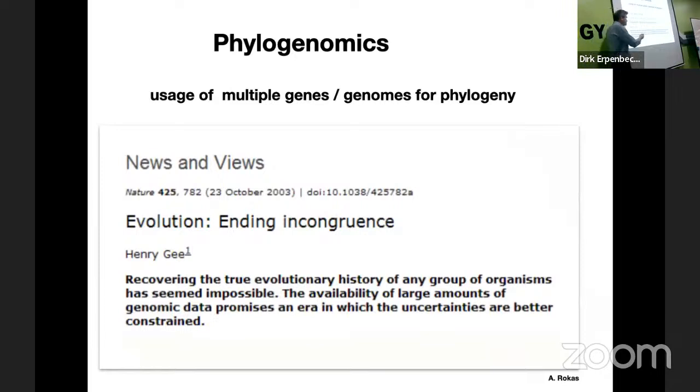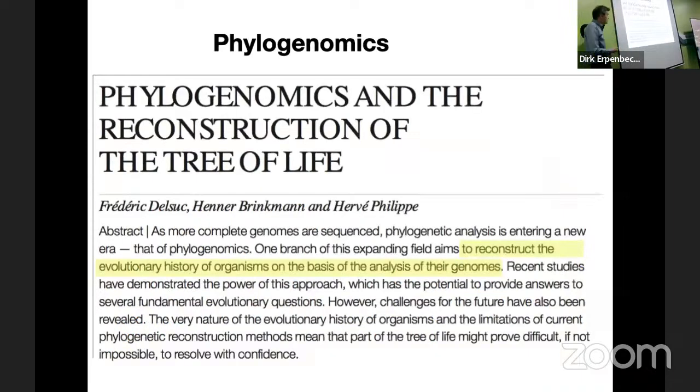Yeah, hooray, this incongruence of all the individual gene trees has an end. Now we can take all the entire genome data and use this huge wealth of information. We can use them now for our phylogenies. Never any errors anymore. So, out of this, the so-called phylogenomics originated. So using genomics for phylogenies, entire genomes.